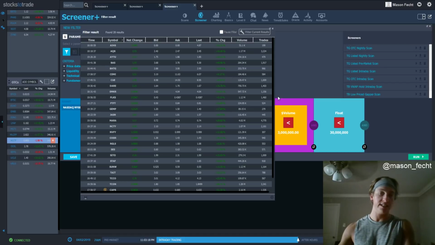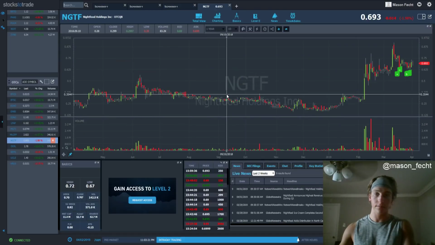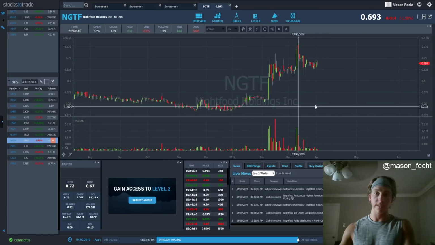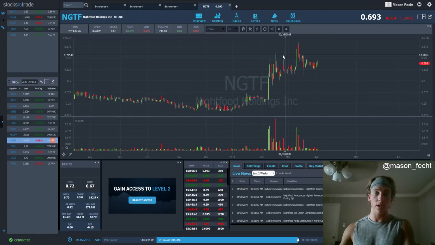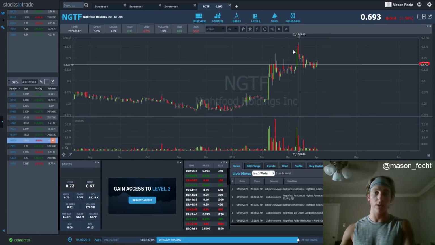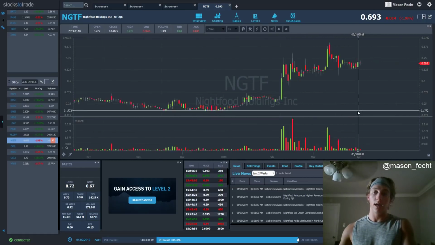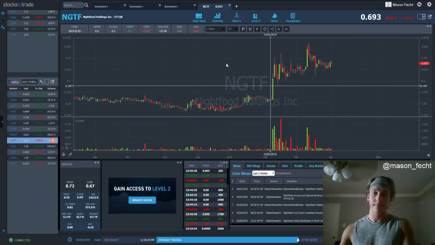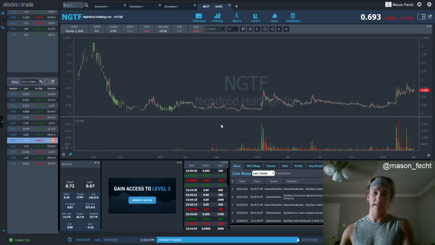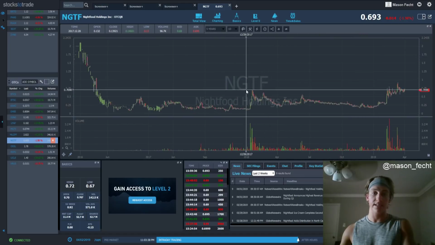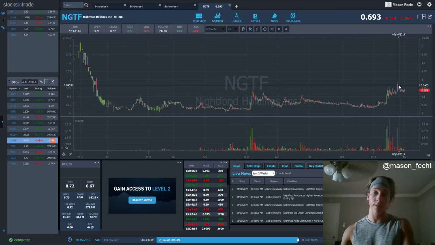We have NGTF. So we see that, strong volume, consolidated for a couple weeks, tried to break out, failed. Now it's just consolidating again. It's one of the cleaner charts in OTC Pennyland. This is like a multi-year breakout above this area, but it did fail.